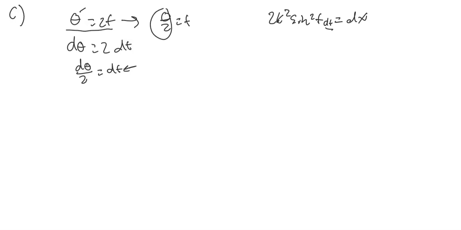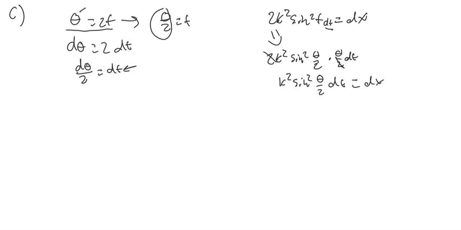So that gives us 2k squared sine squared theta over 2, and then we multiply in theta over 2 dt. And that 2 and this 2 are going to cancel, so then we're just left with k squared sine squared theta over 2 dt is equal to dx. And the reason why they did that, this theta over 2 will help us in the next part, because we have to do a double angle formula, or not double angle, sorry.